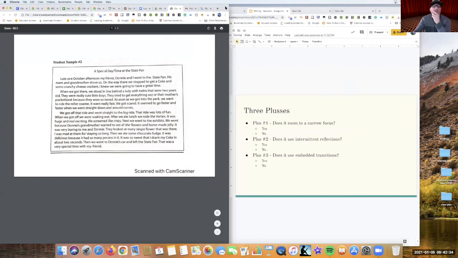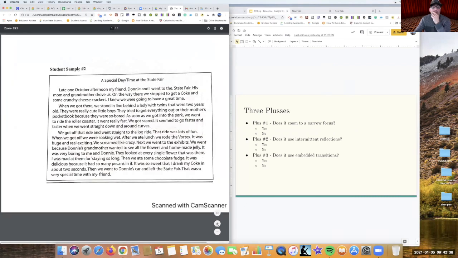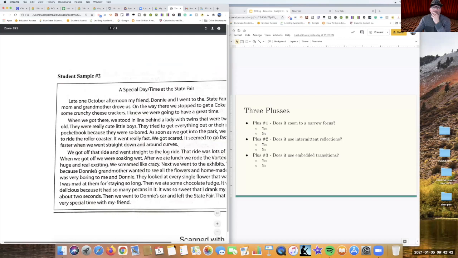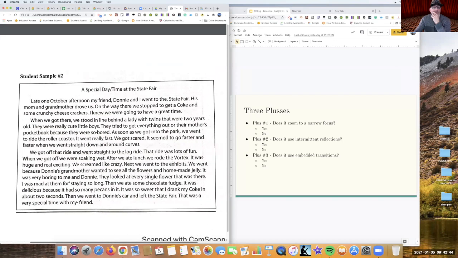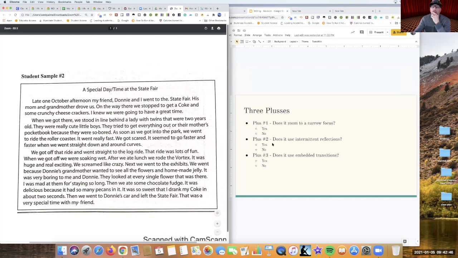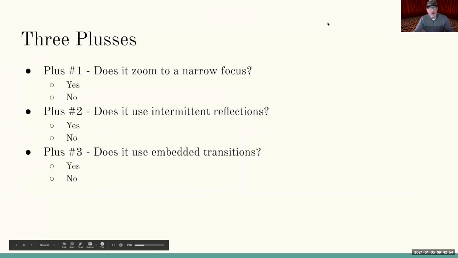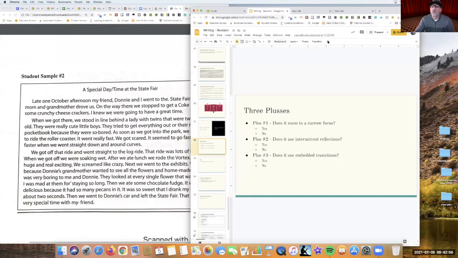Okay, so what I want you to do is I want you to read this piece here. It's just a sample of student writing. And then I want you to, oh, no. I have to.